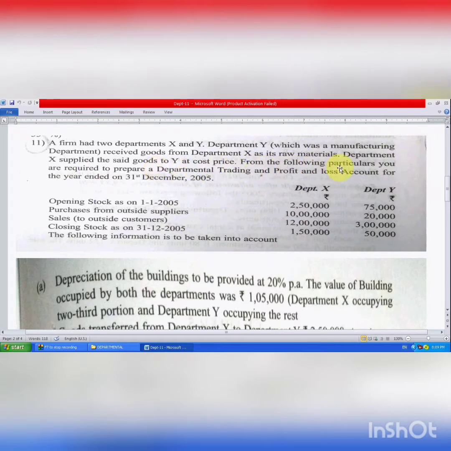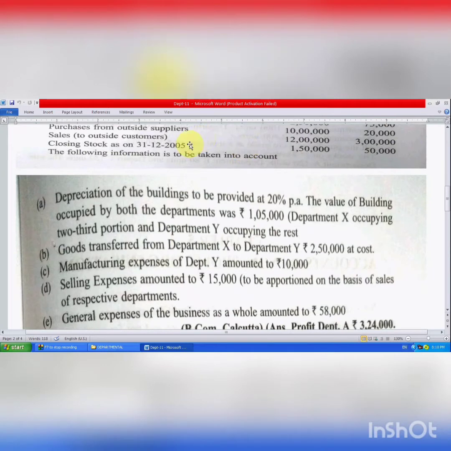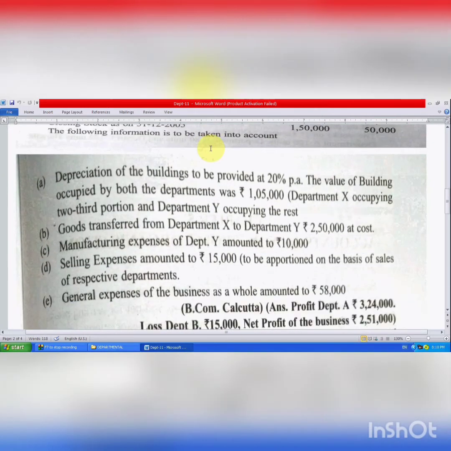From the following particulars, you are required to prepare a departmental trading and profit and loss account for the year ended 31st December 2005. So we need not prepare the balance sheet, only the trading and profit and loss account. Opening stock, purchases, sales and closing stock are given. Expenses are not given, maybe in the adjustments.